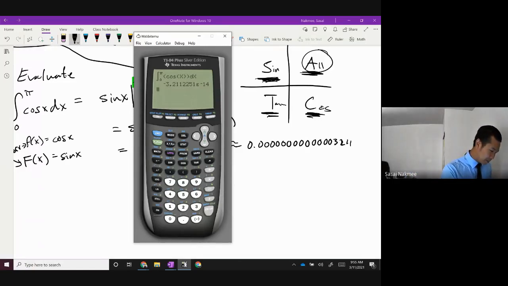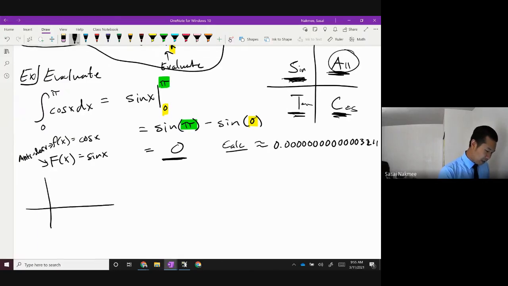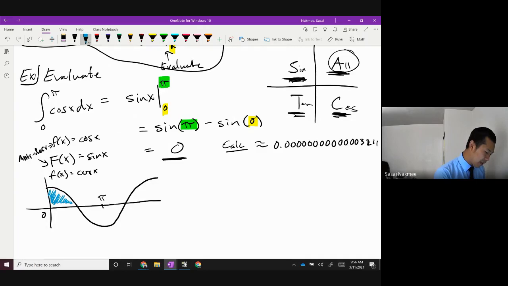But again, if you take a look at this, the original function f of x is the cosine function, right? So if I have here f of x is equal to cosine of x, the cosine function looks like this. Man, I'm good at drawing, aren't I? So it's going from 0 to pi, and pi is right here. When you calculate this area, you're technically calculating this area right here, which is a positive area, all the way to here, which is a negative area.